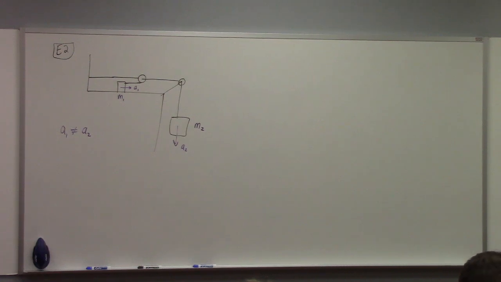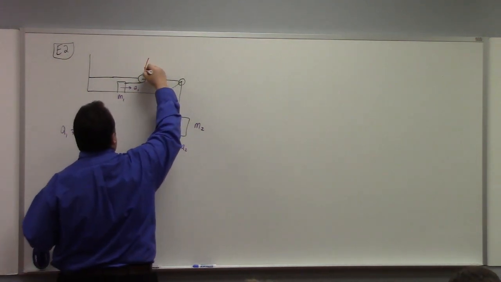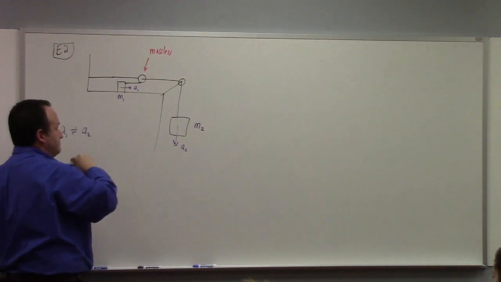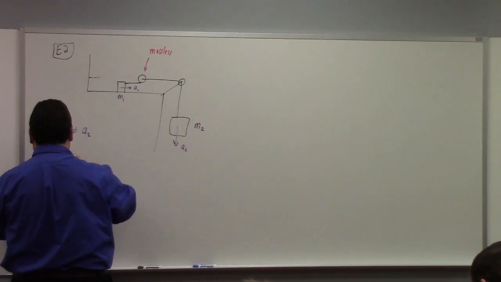The other thing to be concerned about is the tension is a little bit sneaky. So if we think about this pulley right here, this is essentially a massless pulley. And so if I was doing this right, that should be pictured at the top of the pulley, right?